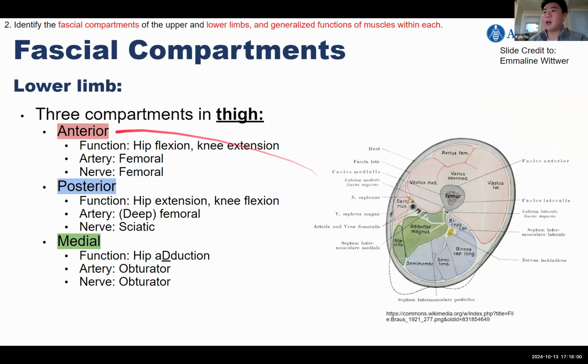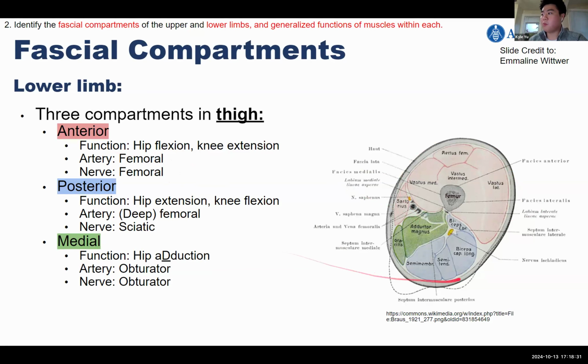So in the thigh, we have 3 compartments. The first is the anterior compartment, which is in red. This is going to be responsible for hip flexion and knee extension. These are going to be supplied by the femoral artery and femoral nerve. A lot of different compartments in the body are supplied by an artery and nerve that go by the same name. It's something to keep in mind, especially when you're studying and trying to understand the compartments, muscles and actions. Sometimes they're going to have the same name, which is very convenient.